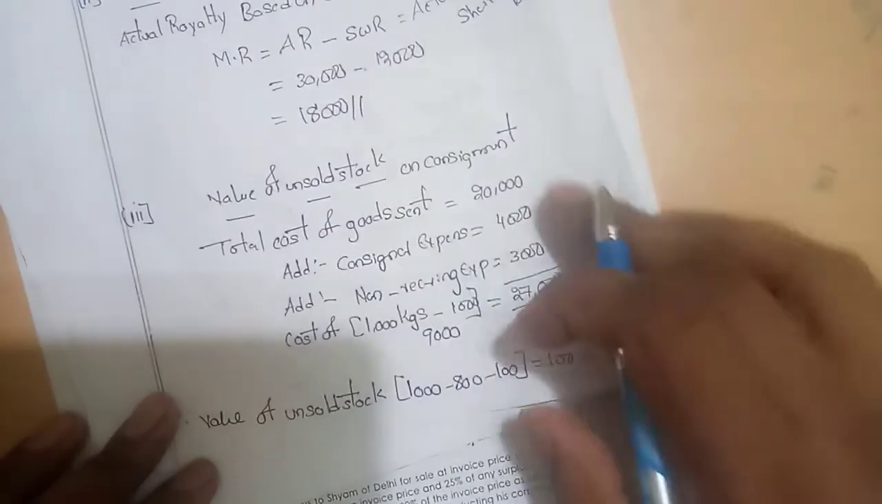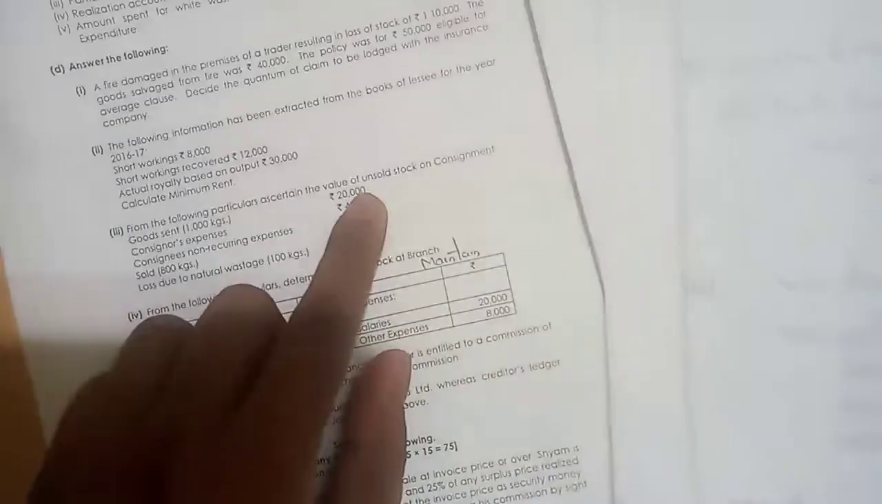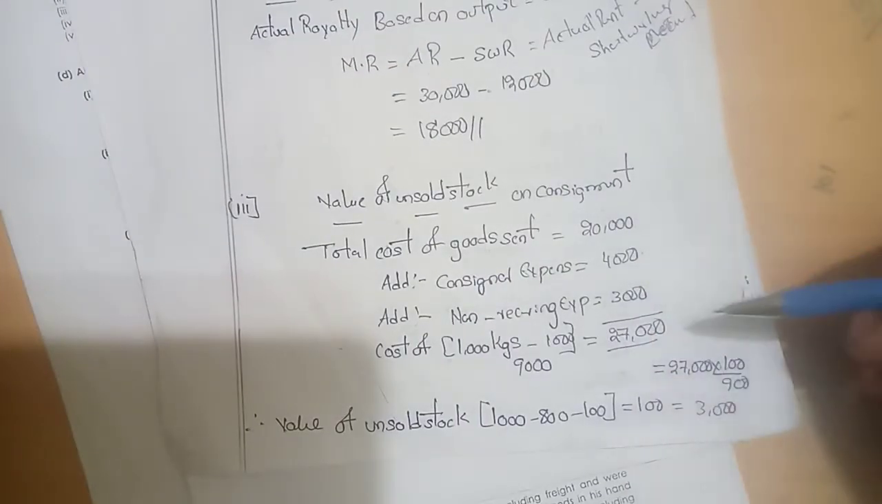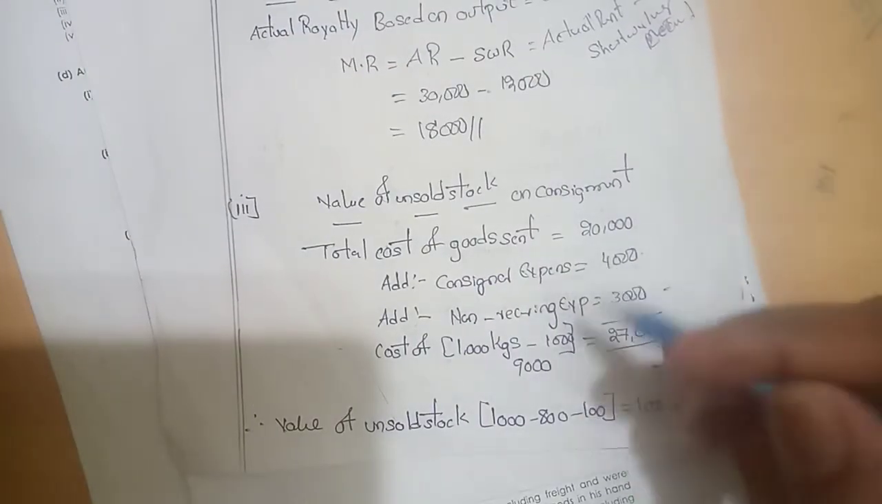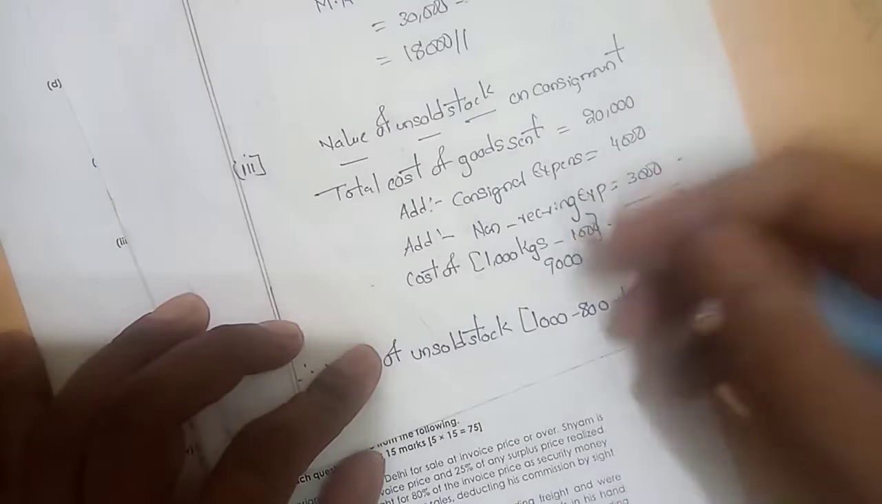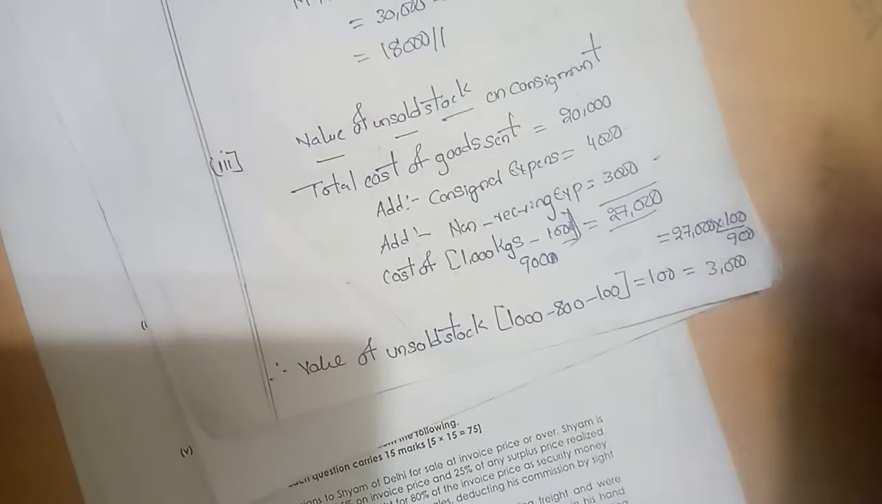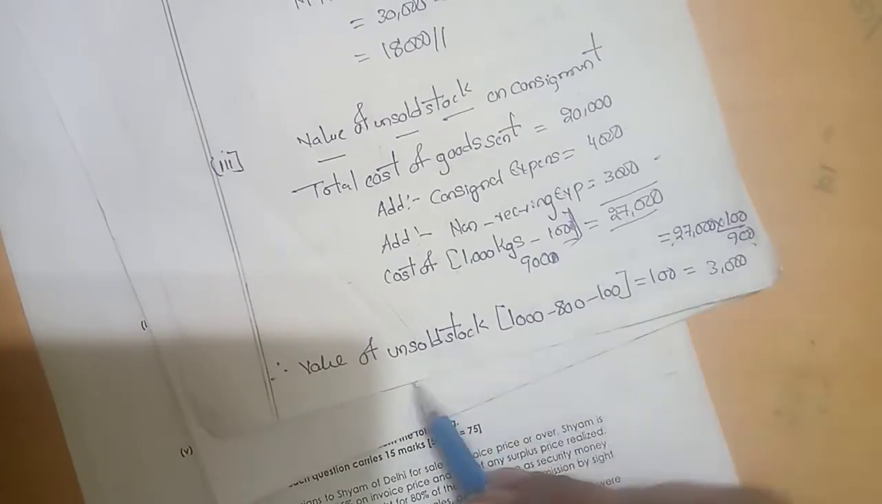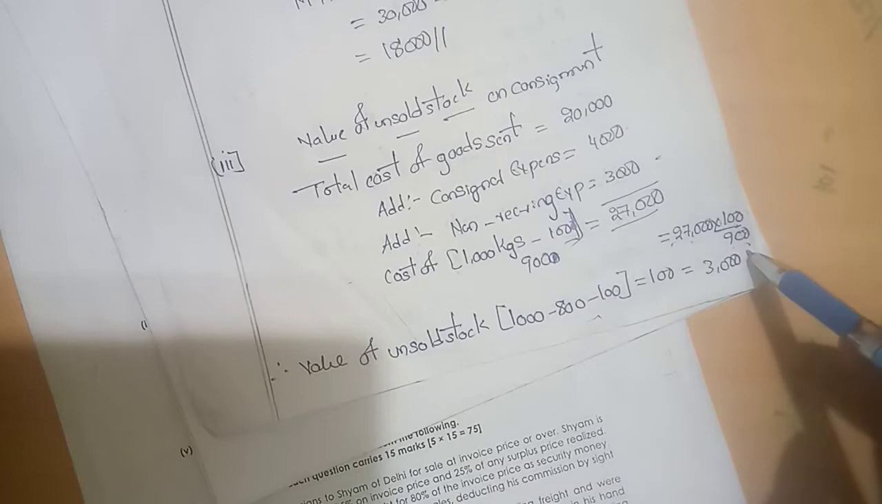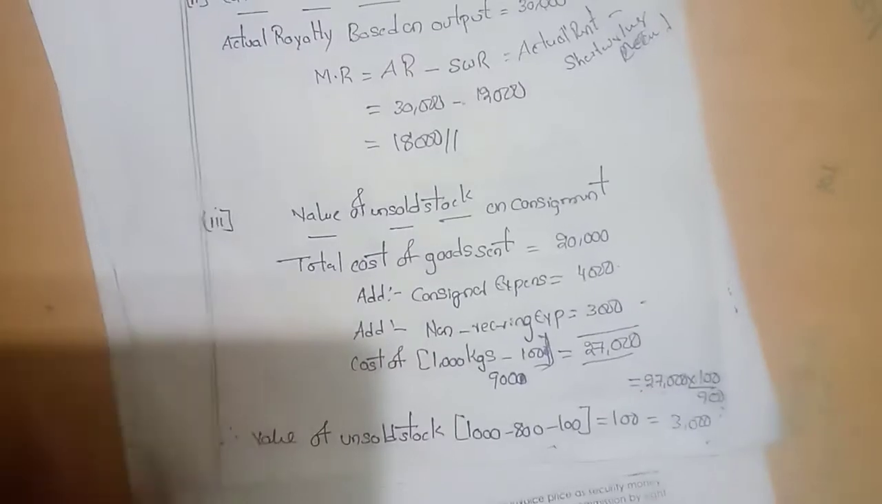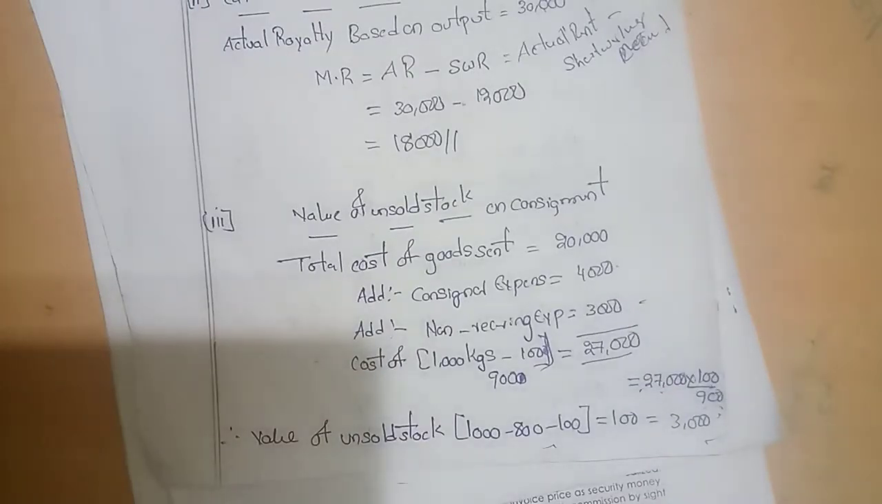So the answer will be: total goods sent is 20,000, add consignor expense 4,000, and the non-recurring expense 3,000. Now 1,000 minus 100 kgs wastage is 900 kgs. So 27,000 divided by 900 gives the valuation of unsold stock, 3,000. Hopefully you understand. This is the way of valuation of unsold stock.